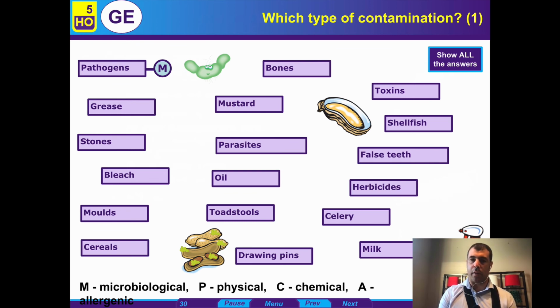The next one will be grease. So grease is chemical and physical. Stones, physical. Bleach, chemical. So, by the way, is bleach allowed on board yachts? No, because bleach is not allowed by MARPOL. And also, bleach can kill useful bacteria inside the tanks. So, do not use bleach on board.